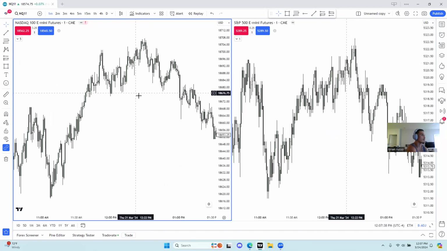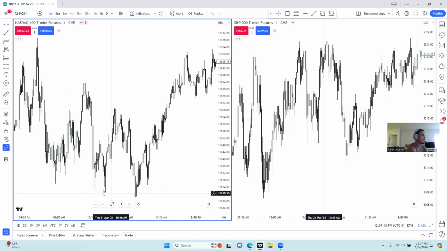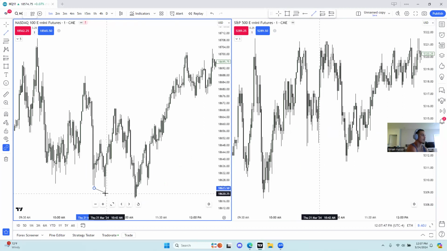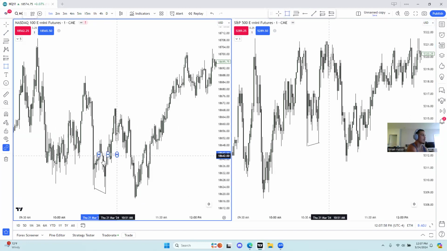Bullish SMT right here. As you can see, this low was taken on NQ, and then this low was not taken on ES. So now we have a bullish SMT. If you've seen a long setup in here somewhere, you could have taken it. Obviously, I guess there's a small one right here. So that's another bullish SMT. I mean, they happen all the time.